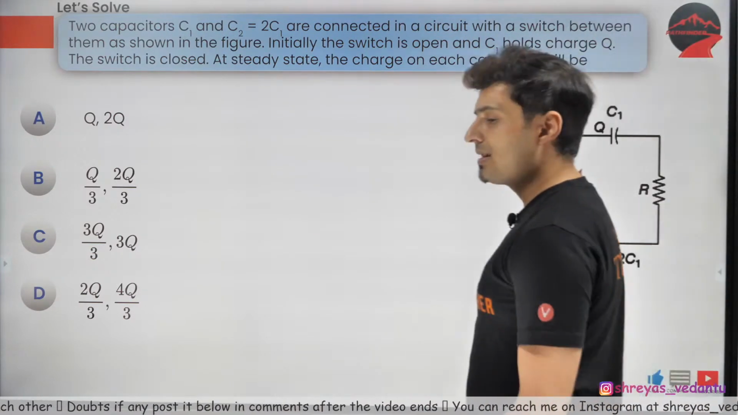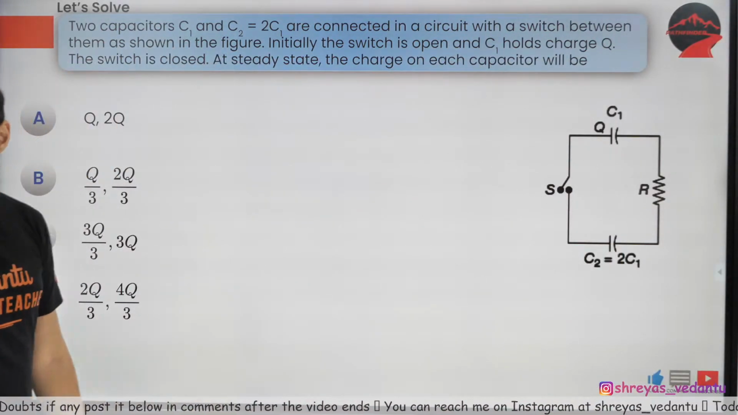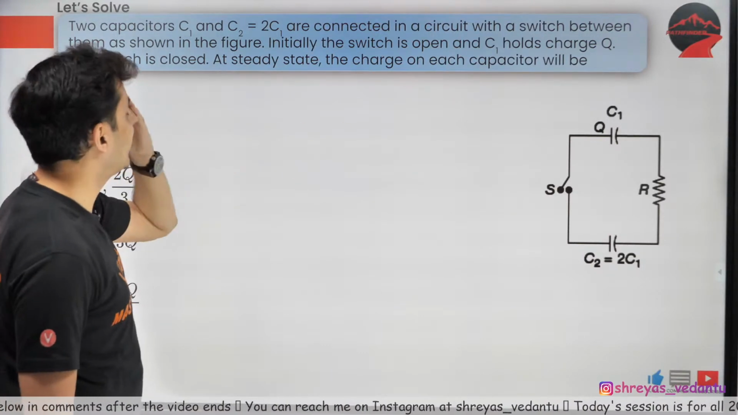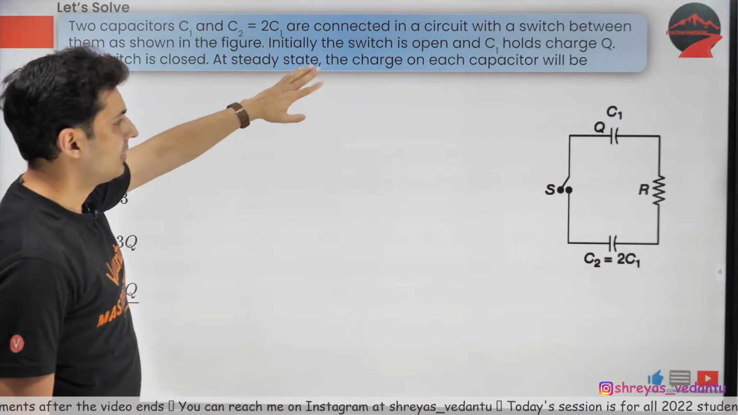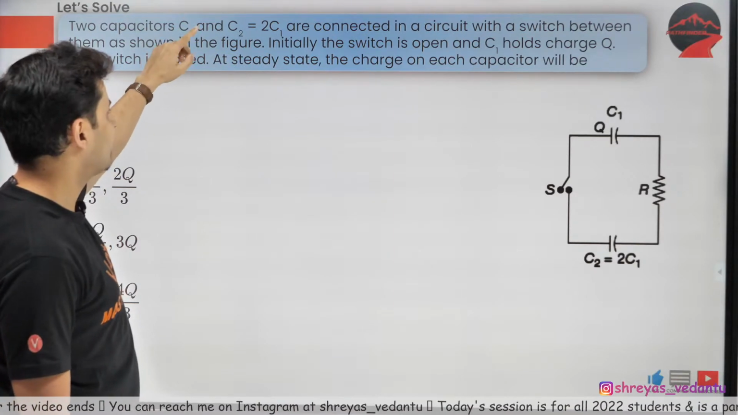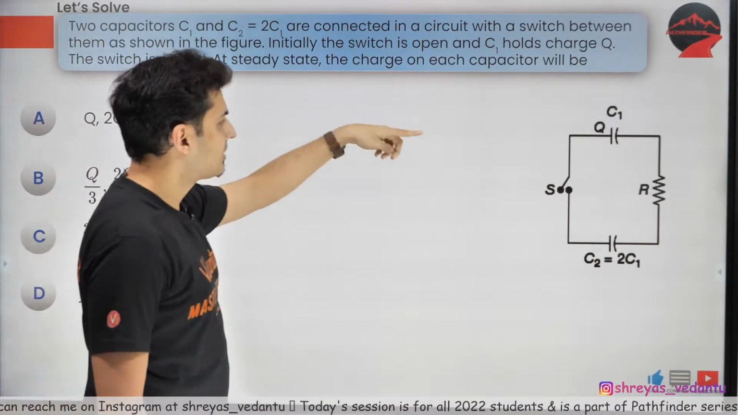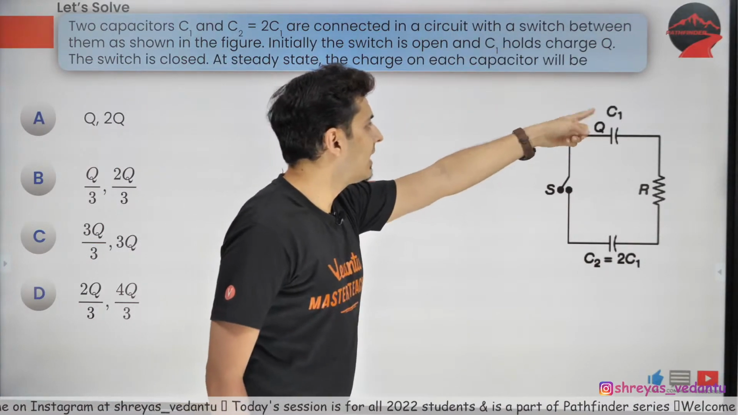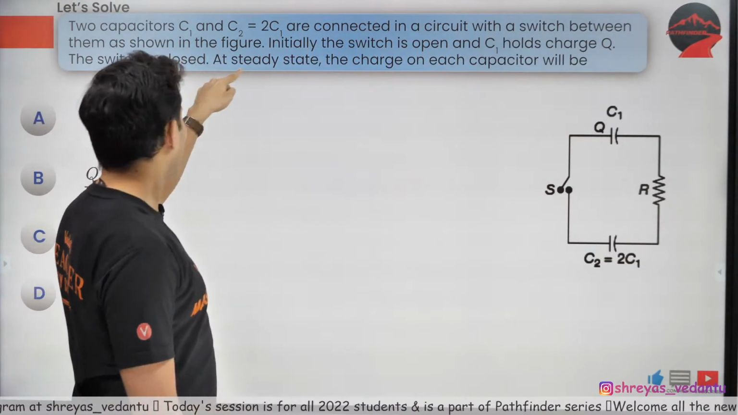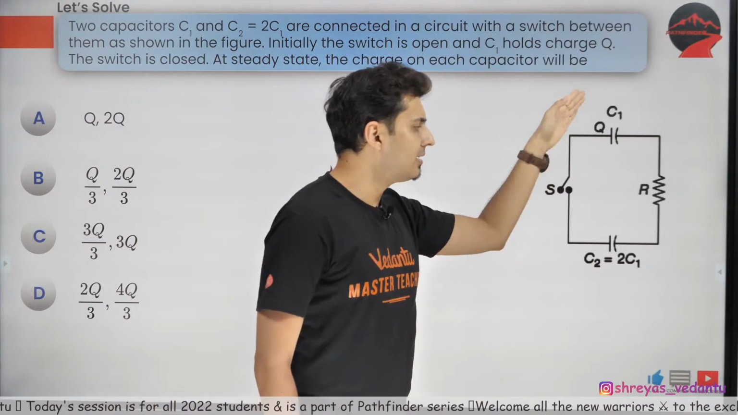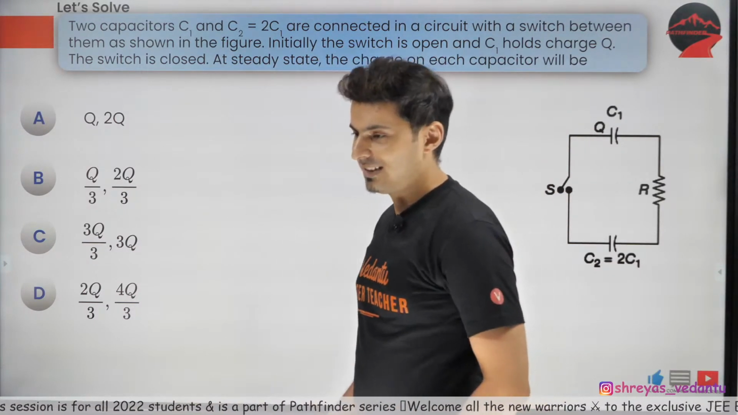Here are the last few questions coming up on your screen. Now, let's see if you can do this. There are two capacitors connected via a resistor. There is a switch. The ratio of the capacitances is 1:2 or 2:1, whatever you want to write it. Initially the switch is open, and only C1 has charge Q. Eventually, when you close the switch, at steady state, what will be the final charges on both the capacitors?